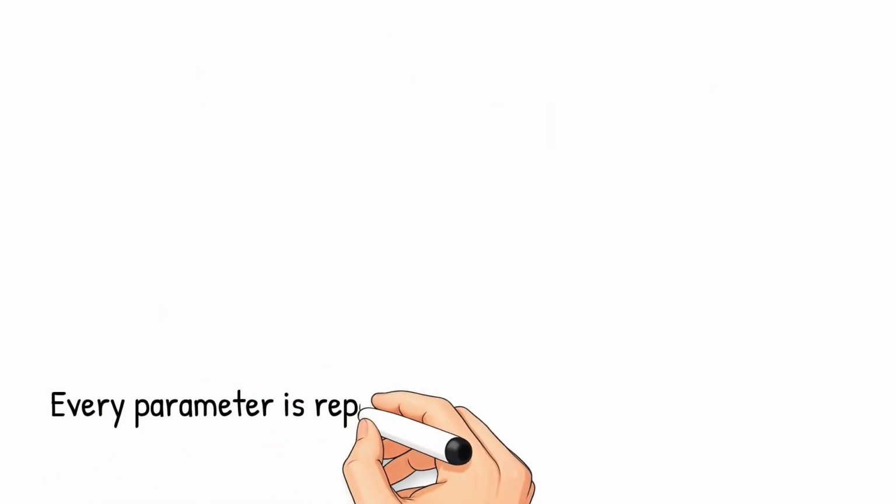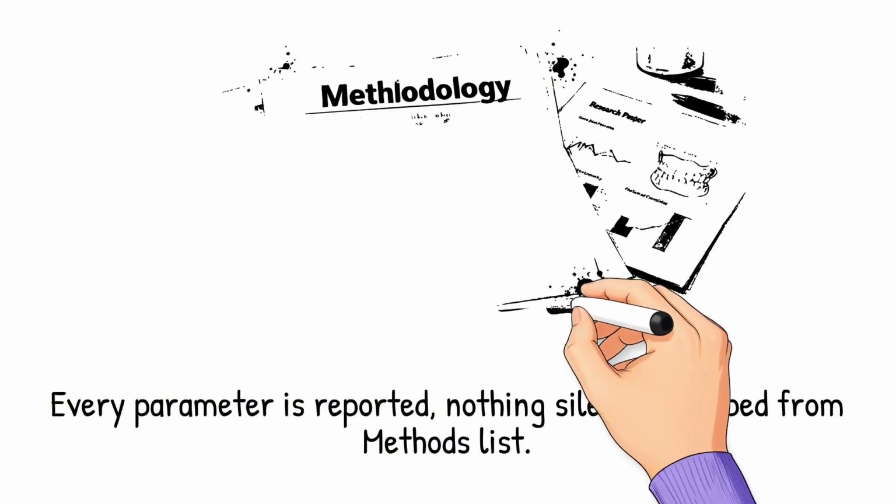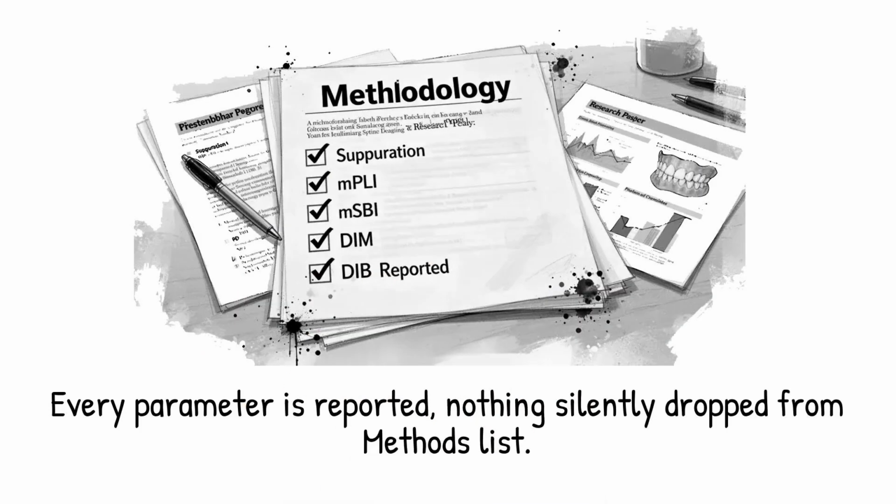Fifth, what's missing and what's reported with unusual transparency. Check the methods promise list: suppuration, MPLI, MSBI, PD, DIM, DIB. Every parameter is reported. Nothing is silently dropped.